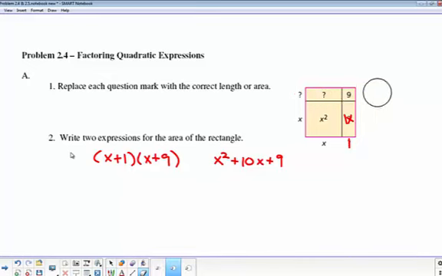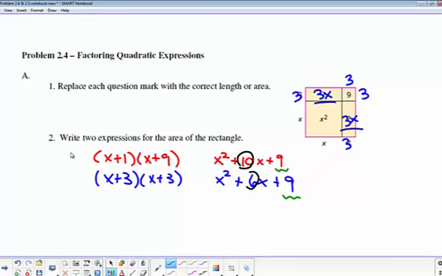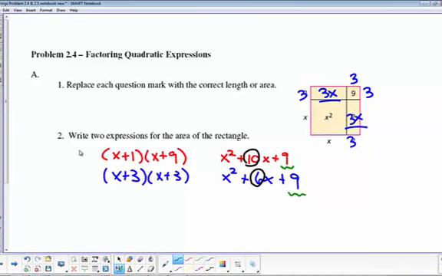Option number 2. Any other numbers that multiply to give you 9? Yes. 3 and 3. So this could be x plus 3 times x plus 3, which is x squared plus 6x, because there's 2 3x's, plus 9. So if our last term is 9, our middle term could either be 10 or 6, and that would be factorable.